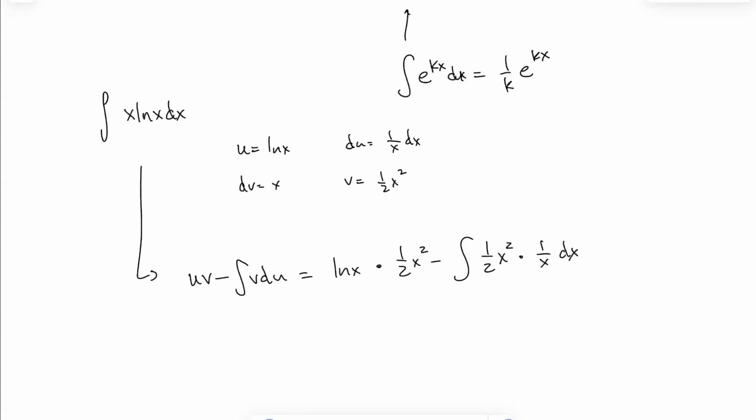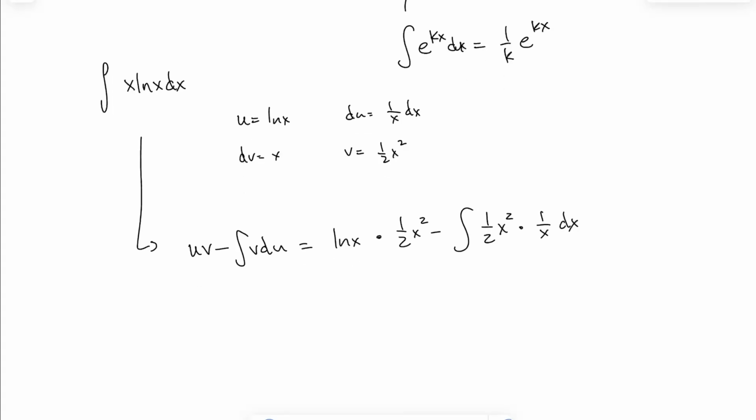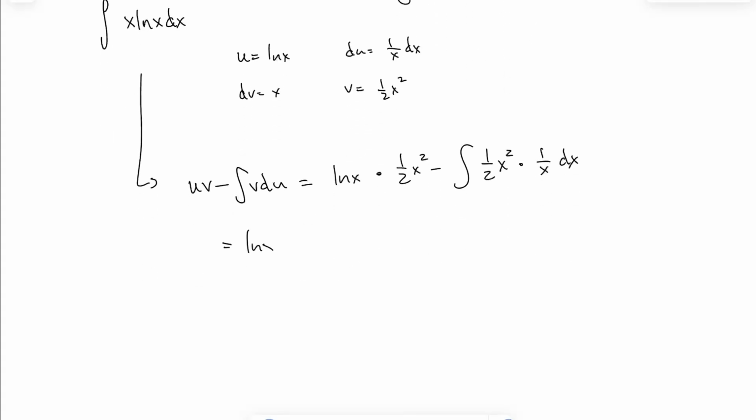This looks complicated, but actually it can simplify. I have x squared times a 1 over x. They will cancel the x's, and it's just x left over. And I'm also going to pull the 1/2 outside of the integral. So this looks like ln x times 1/2 x squared minus. Okay, factor the 1/2 out, and then all that's left on the inside is just x.